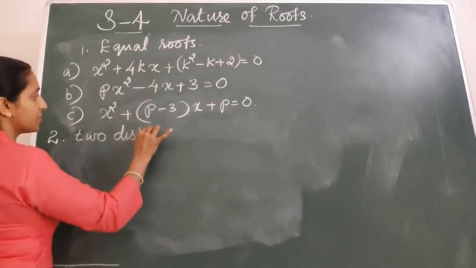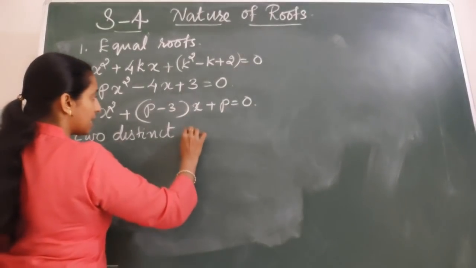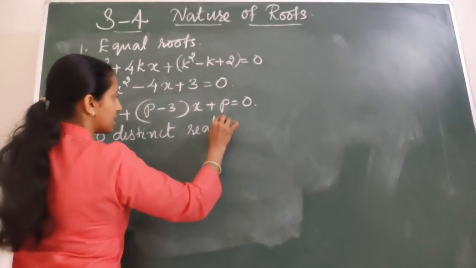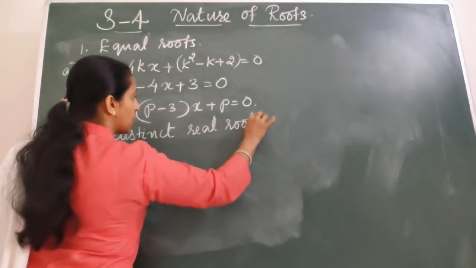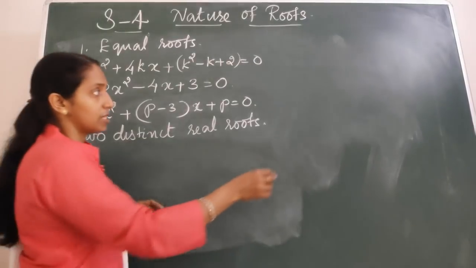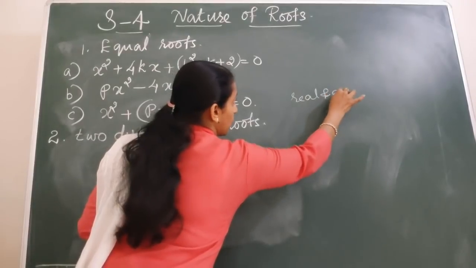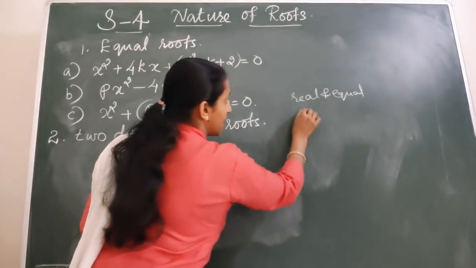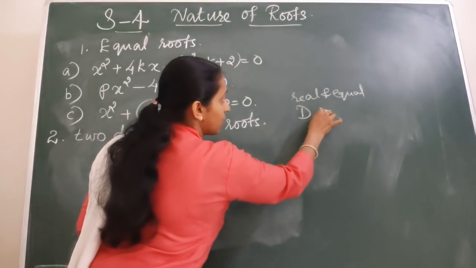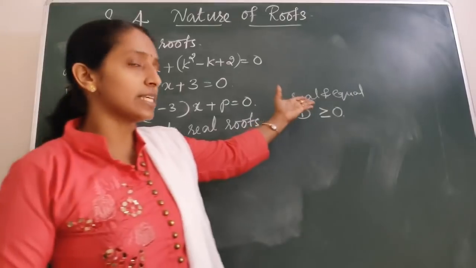That means you have to take the value greater than 0 for two distinct real roots. Or two distinct real and equal roots. Real and equal roots, if it is given. Suppose in the question it is given as real and equal, then you will take D greater than or equal to 0, because it can be real or it can be equal.